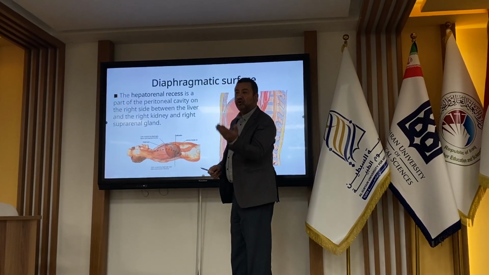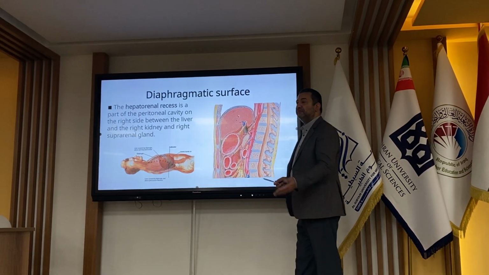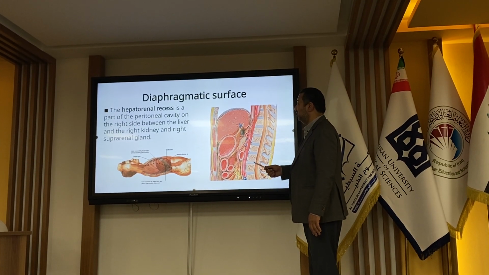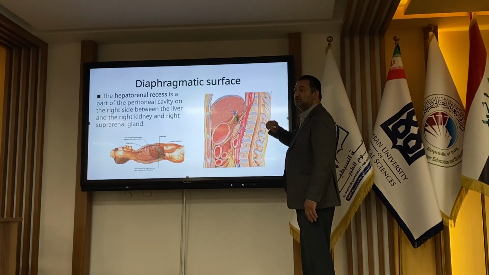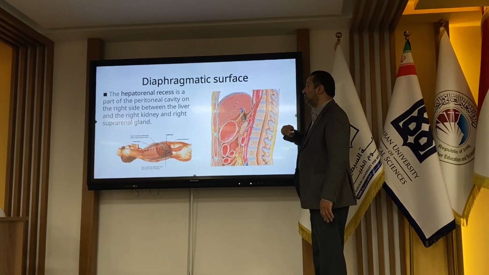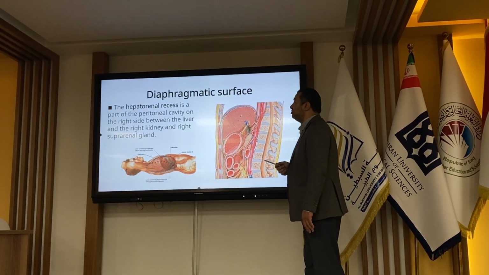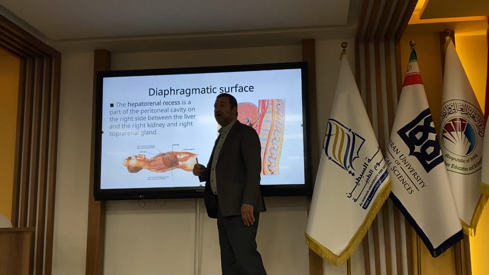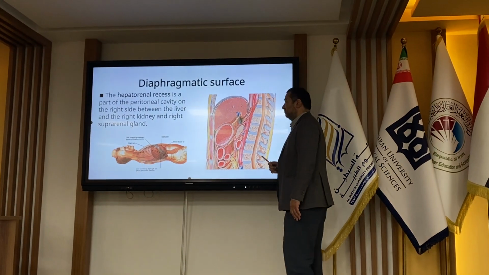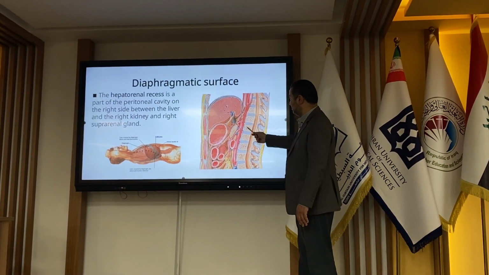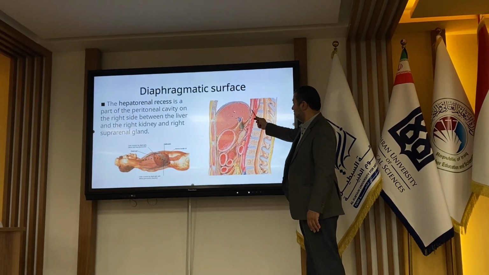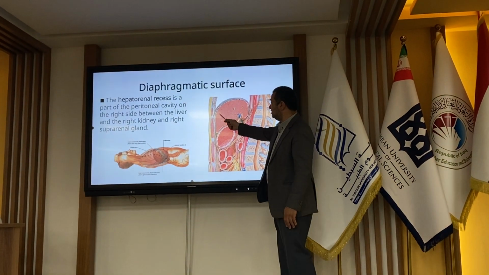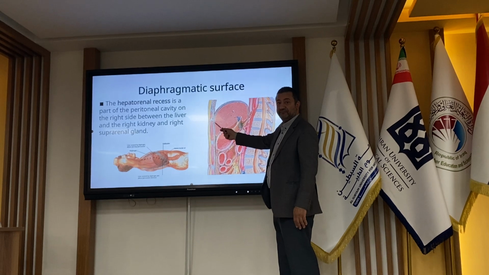This is the inferior part, the deeper part of the peritoneal cavity. The hepatorenal recess of Morrison is a part of the peritoneal cavity on the right side between the liver and right kidney. Okay? This is the hepatorenal recess, and here is the subphrenic recess.